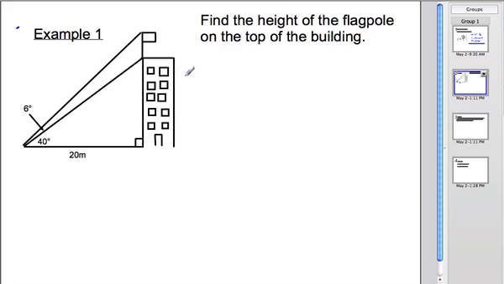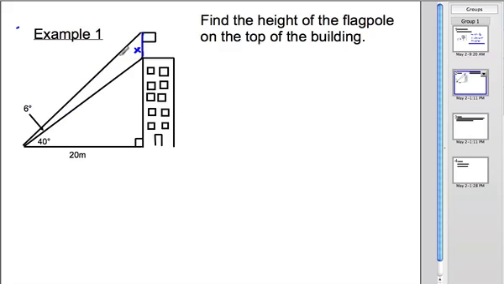Hello, this is Mr. Collier, and today we're going to solve this trig problem involving two triangles. The question says find the height of the flagpole on top of the building. That would be this distance right here, and let's go ahead and call that x.